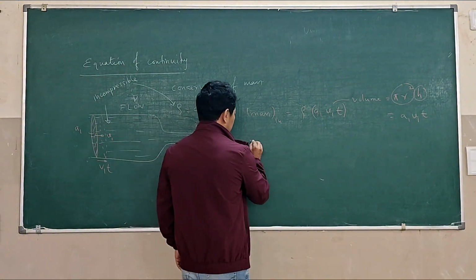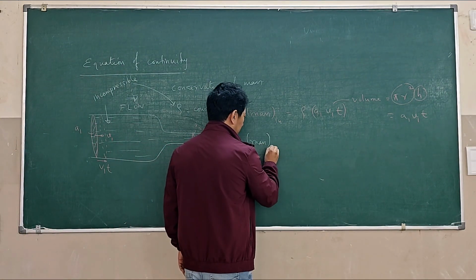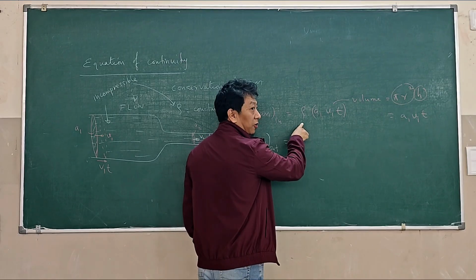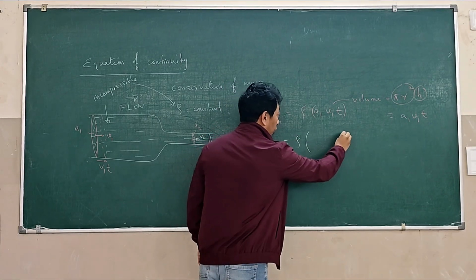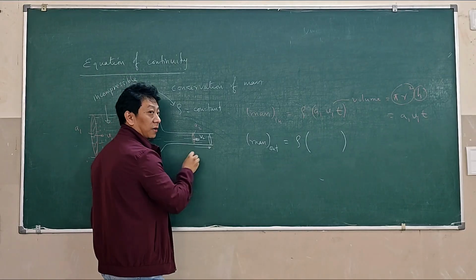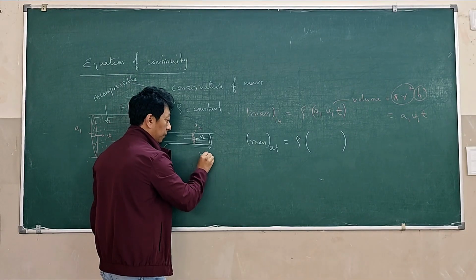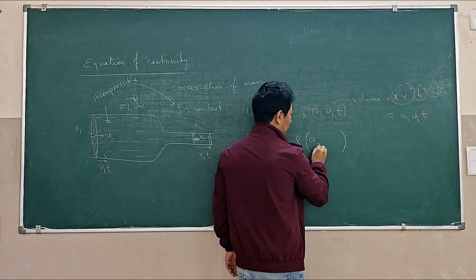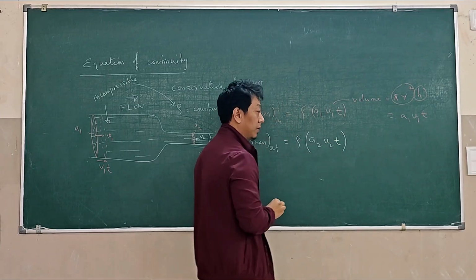So what is the mass that came out? Density is same, I told. What is the volume that came out? Area into distance. What is this distance covered? V2 into T. So area into V2 into T.